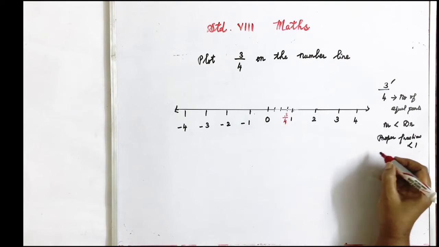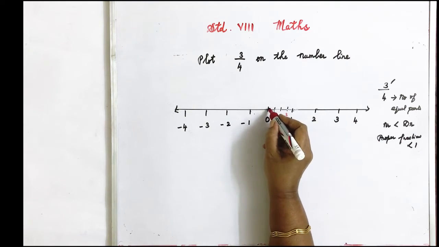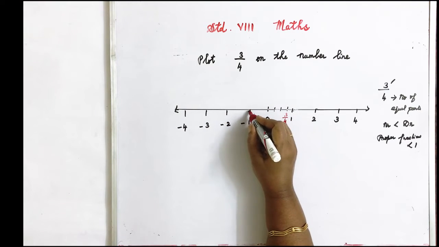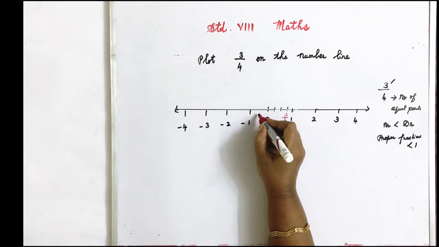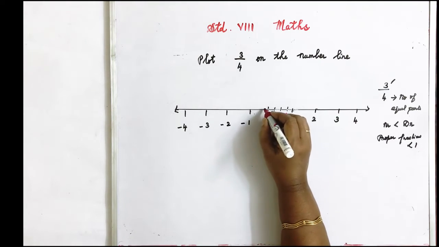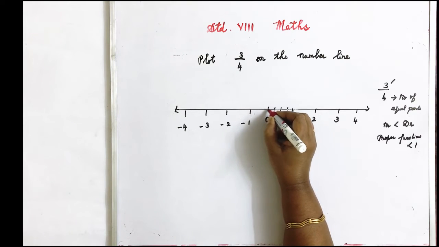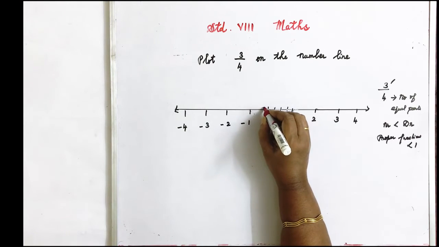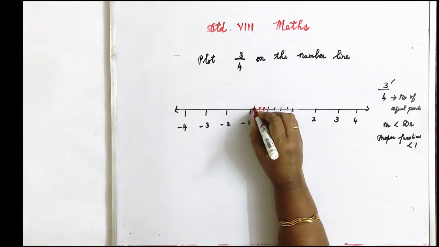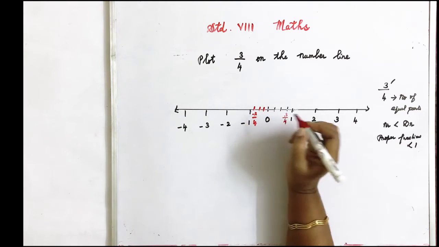Now if you want to mark -3 by 4, in the same way we have to go to the left side. So on the left side, between 0 and -1, we have to mark -3 by 4. Here the distance between 0 and -1 should be divided into 4 parts, so we have to put 3 lines. Now it is divided, so here we have to mark -3 by 4.